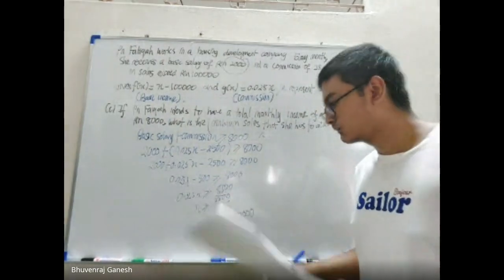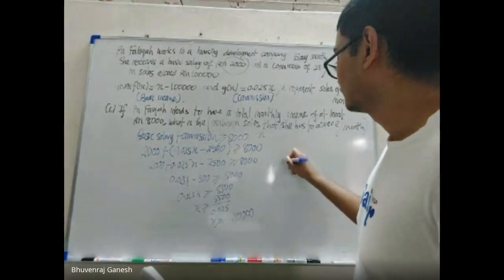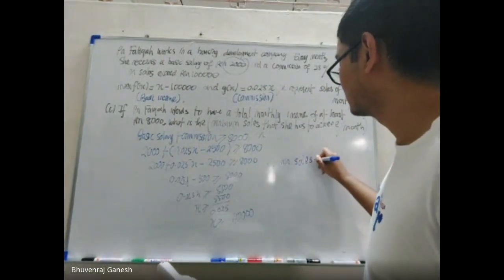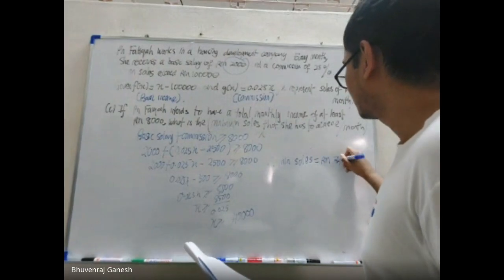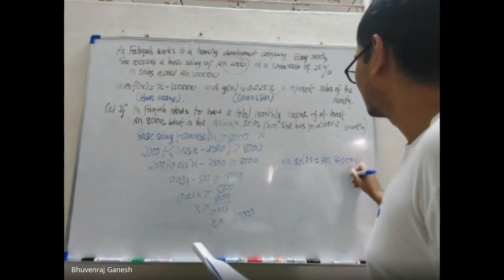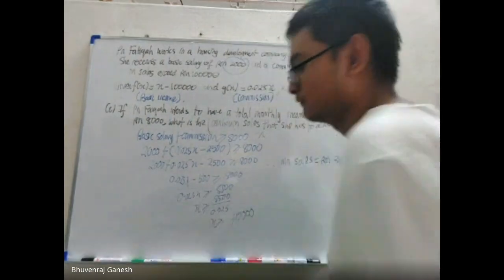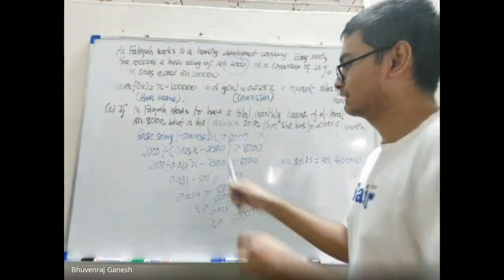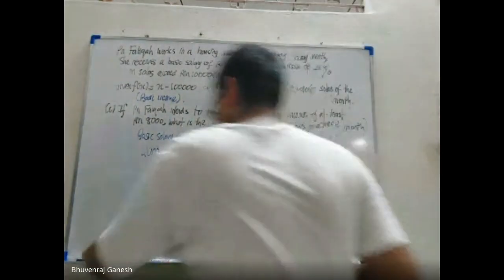So you can conclude that minimum sales is equal to RM 340,000. Done. See, 3 marks just like that. Just need to solve a basic linear inequality here only.